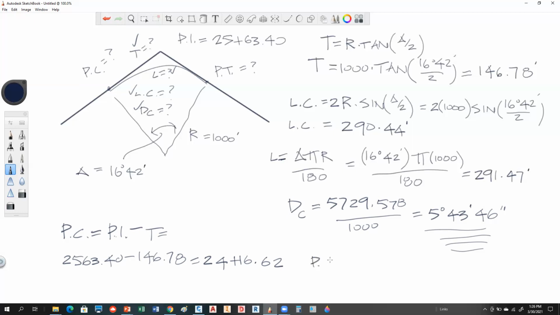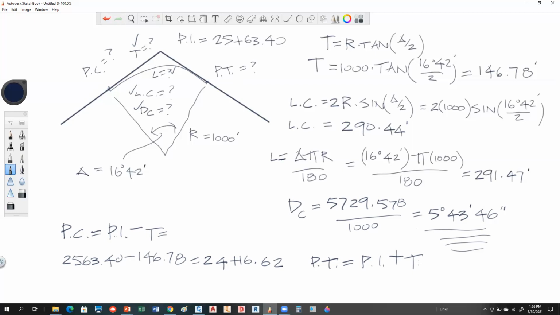How do we get the PT now? Wouldn't they be equal? No, we can't. They're not equal, because if we're increasing stations from the PC to the PT, there's no way they're equal. I keep thinking PI plus T, since it's symmetrical. Okay, I just heard PI plus T. What do you guys think? I don't think it's right, as the station is ascending. Exactly. I know what you're doing, Jay, but it's not right.